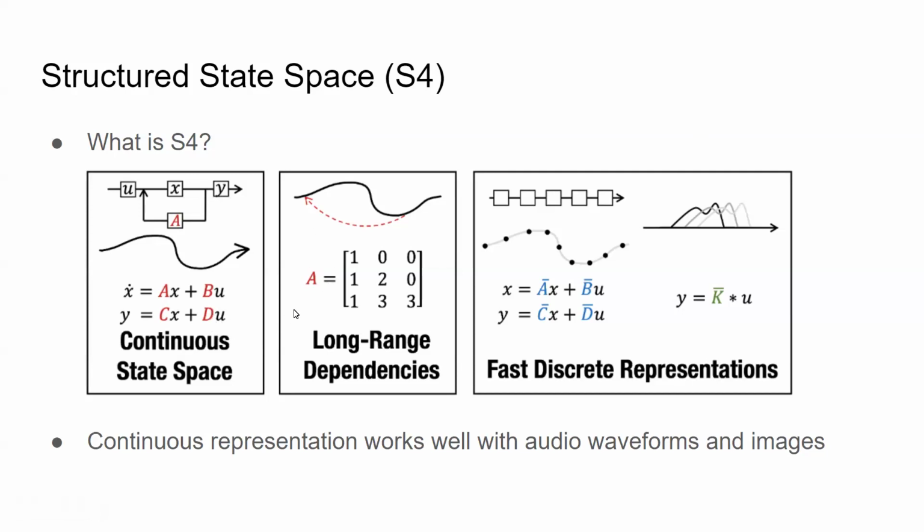But for random parameters of A, B, C, and D, the model doesn't perform really well. Hence there come the HiPPO matrices, which are a certain set of matrices, and it is proven that they are really good with long-range dependencies. Also, you can train an S4 model similar to a CNN, and then use it as an RNN during inference. This massively improves the inference time. It is very well known that continuous representations work very well with audio waveforms and images.